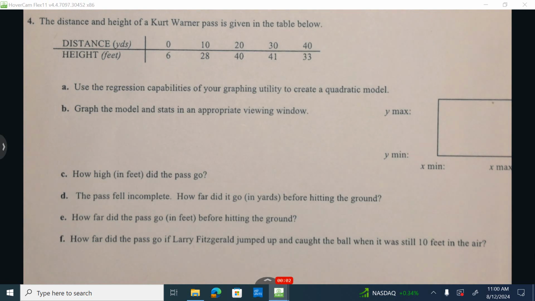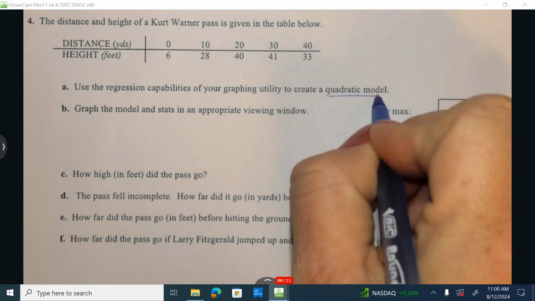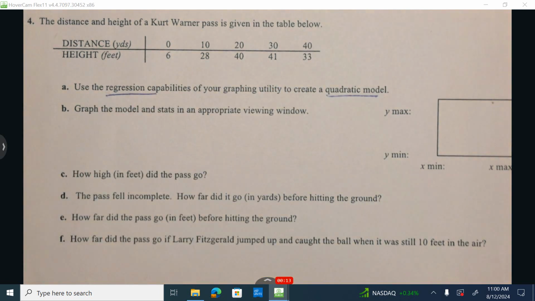Let's take a look at number 4. The distance and height of Kurt Warner's pass is given by the following table. Use the regression capabilities on your graphing calculator to create a quadratic model. So we're looking to use a quadratic regression model.